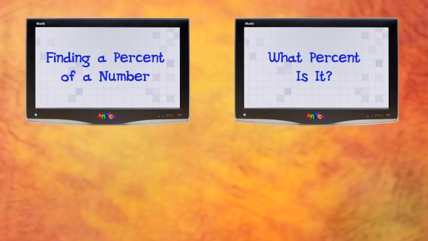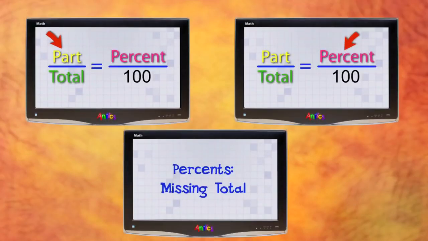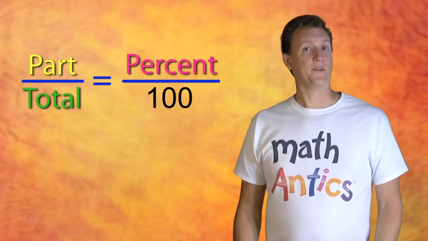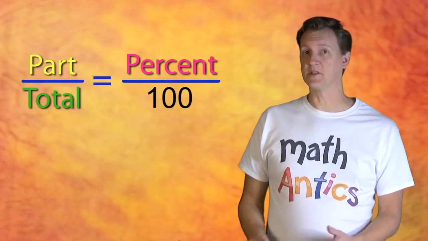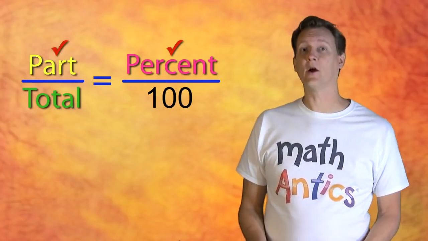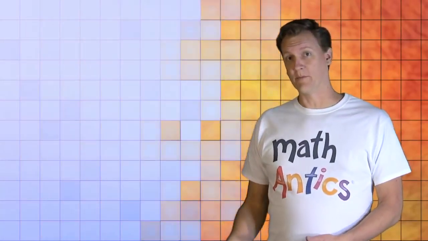In the last two videos, we learned how to solve problems where the part was unknown and where the percent was unknown. In this video, we're going to learn how to solve problems where the total is unknown, or missing. With this type of problem, you'll be told what the percent is, and you'll be told what part of the total you have, but you'll need to figure out what the total itself is. Here's an example of a problem like that.